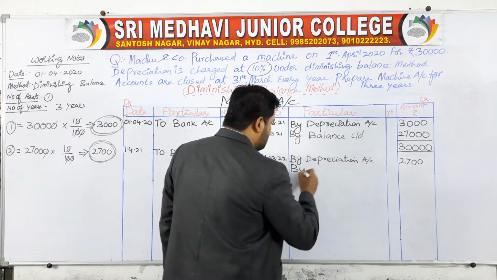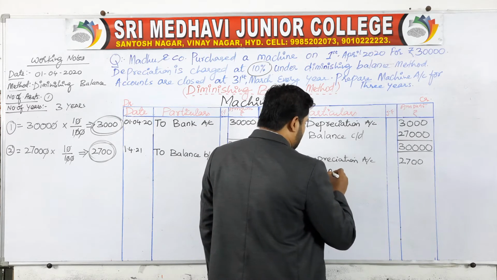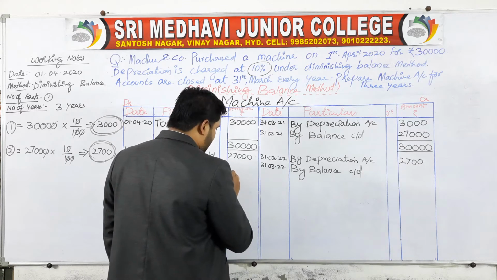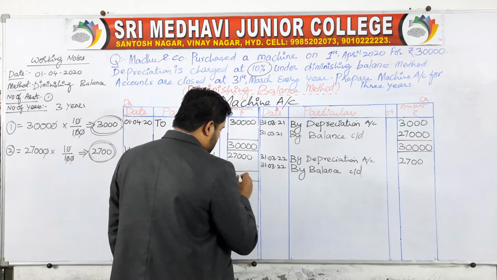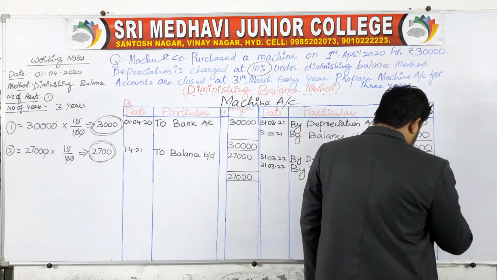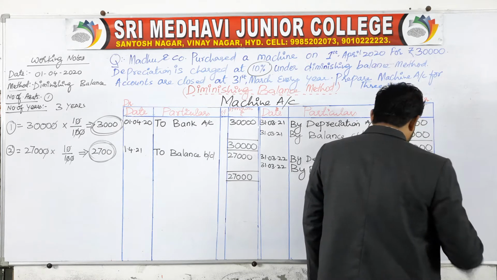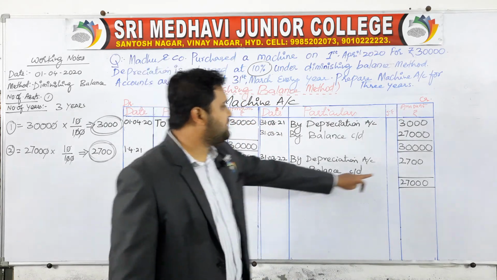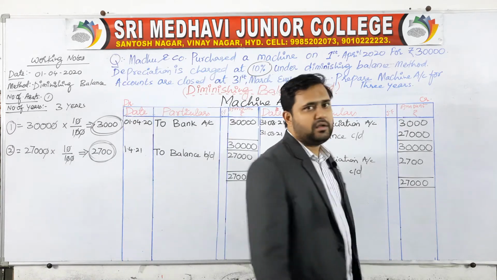So 31st March 2022, what is the balance carried down? Before calculating that, go for balancing here. So total 27,000. Here also go for balancing, 27,000. So the balance carried down means minus this 2,700 from 27,000. Let's see how to do that.